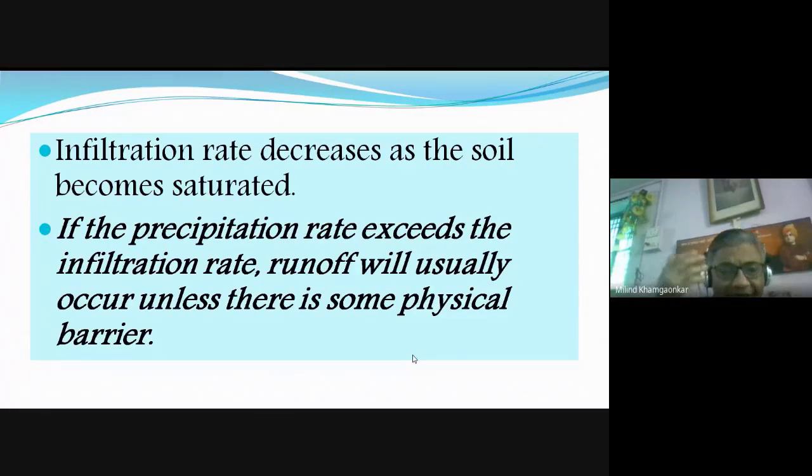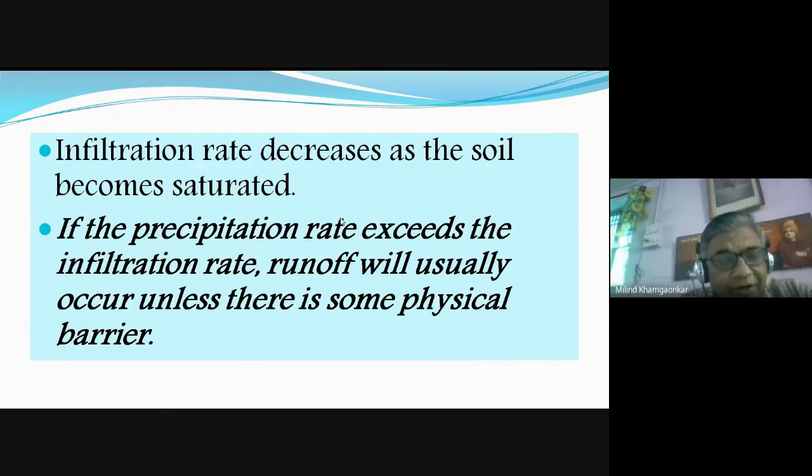So the infiltration is also measured in centimeters. Precipitation is measured in centimeters. The evaporation or evapotranspiration is measured in centimeters, that is depth, and the infiltration is also measured in centimeters or depth. So when the precipitation rate or the rainfall rate is more than the infiltration rate, then the water gets converted into flowing water, which is called the runoff. So when this condition comes, then the runoff generally occurs.